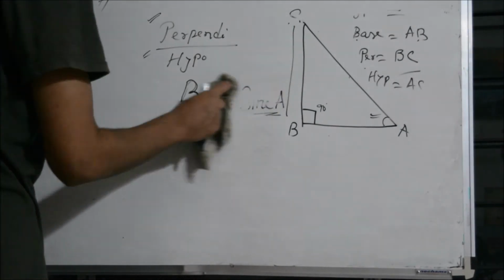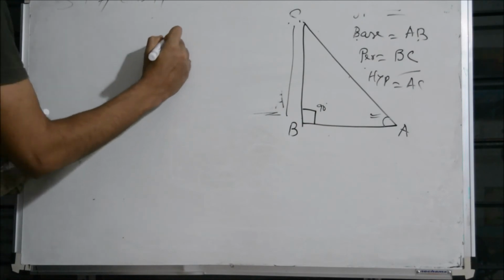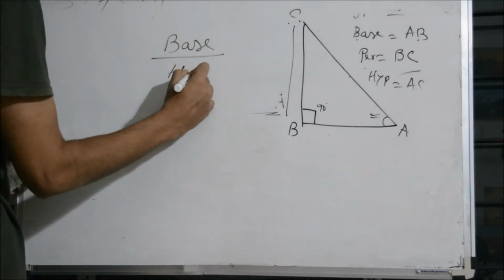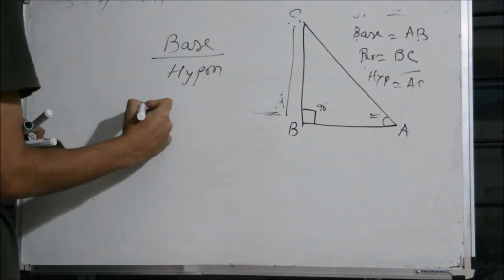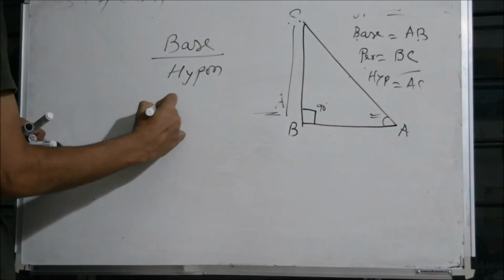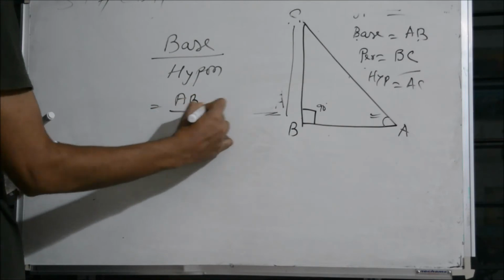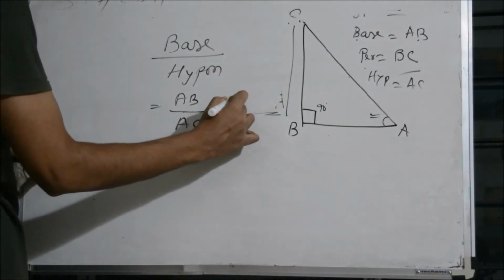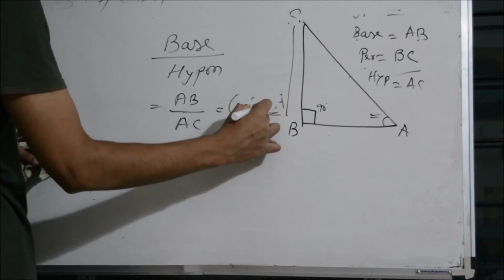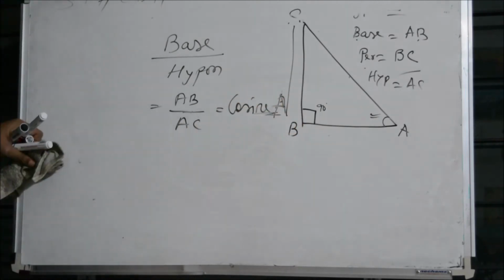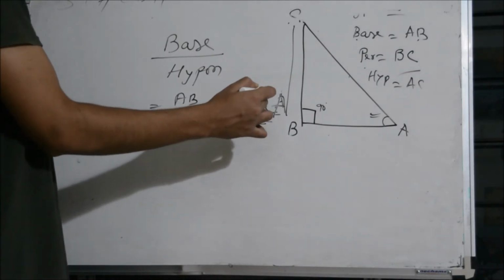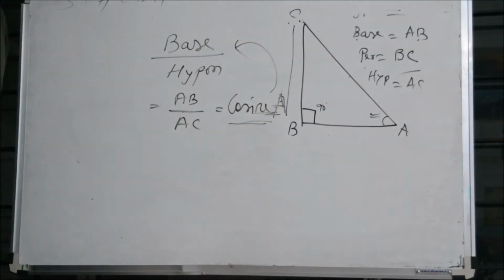Then the second is base by hypotenuse. Here base is AB. AB by hypotenuse AC is equal to cosine of angle A. That means cosine of angle A is defined as base by hypotenuse.